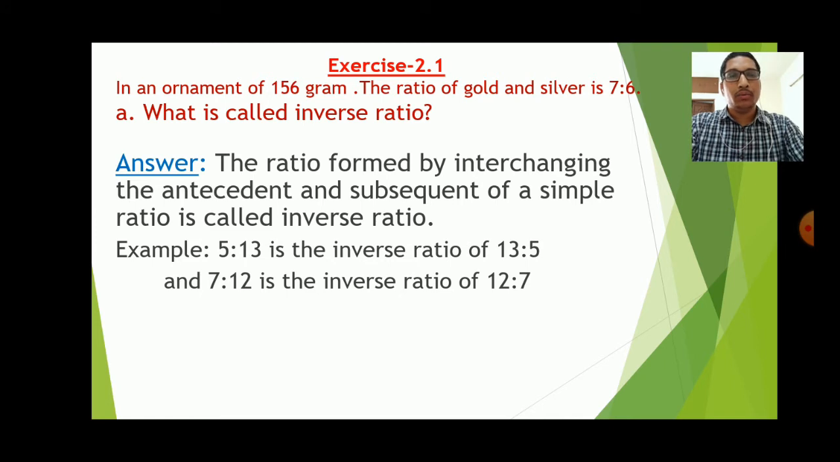Now I will give you one simple ratio and you will try to say what will be the inverse ratio of this ratio. Okay, so are you ready? 5:8. Okay, so here antecedent is 5 and subsequent is 8. Now everyone tell me what will be the inverse ratio of this ratio. Everyone try to say. If we interchange, then we will get definitely 8:5. So here 8:5 will be the inverse ratio of 5:8.